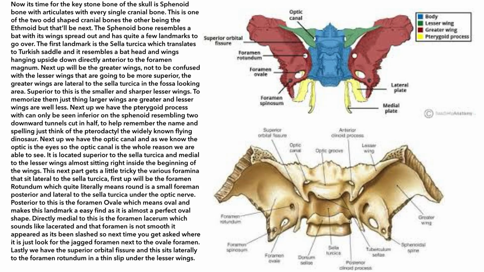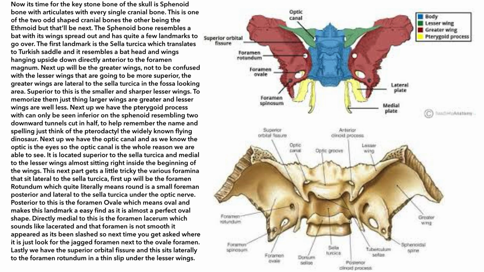Next up, we have the optic canal, and if we know the optic is the eyes, the optic canal is the whole reason we are able to see. It is located superiorly to the sella turcica, and medially to the lesser wings, almost sitting right inside the beginning of the wings. This next part gets a little tricky. The various foramina that sit lateral to the sella turcica.